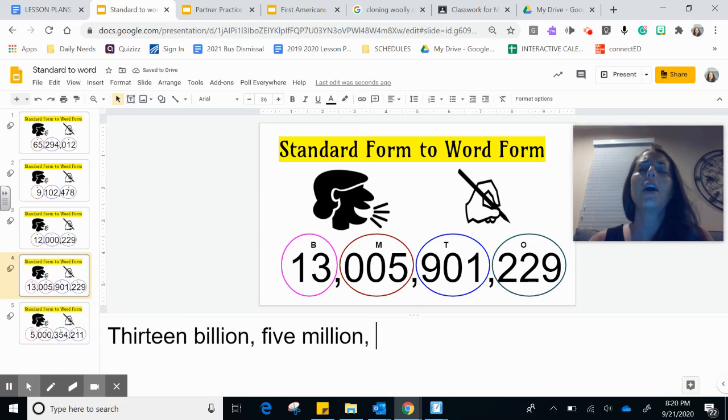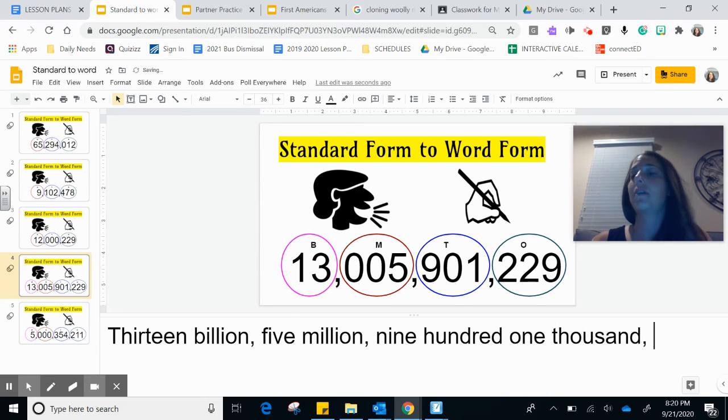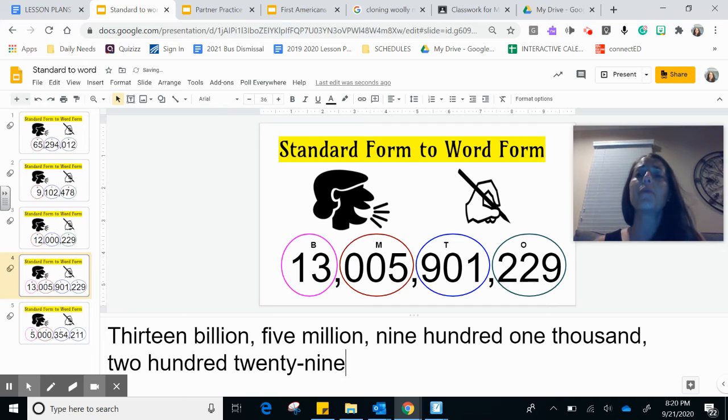The next one says 901,000. I have to name the period. 901,000, comma, because there's more to come. 229. I read the number back and it should match perfectly.